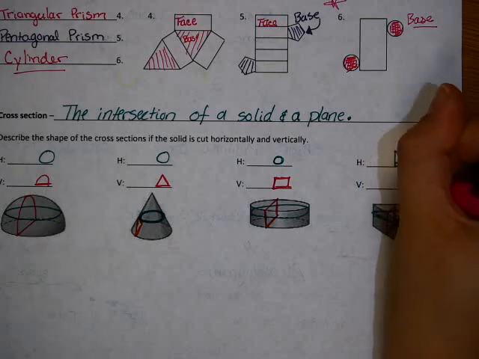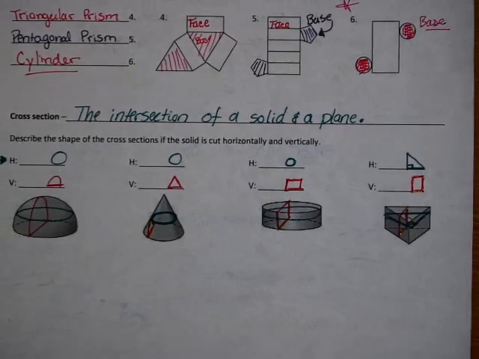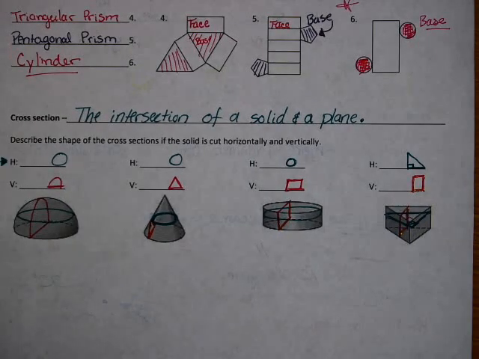All right, and that's it for cross sections. Okay, so think, if I were to take a slice through it vertically or horizontally, what shape will I get?